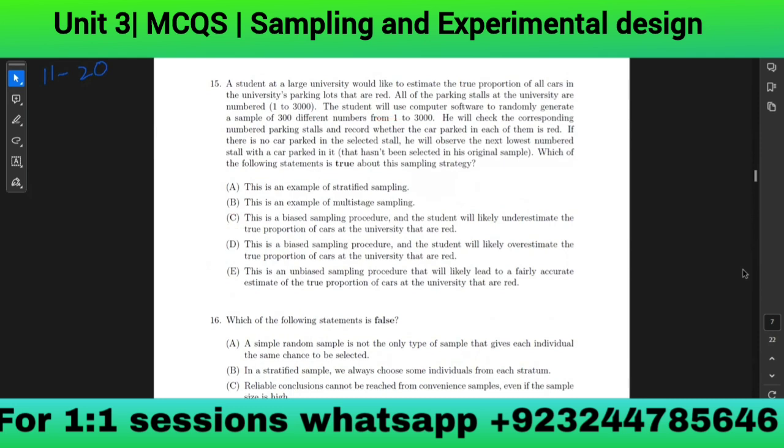A student at a large university would like to estimate the true proportion of all cars in the university's parking lots that are white. All of the parking stalls at the university are numbered from 1 to 3,000. The student will use computer software to randomly generate a sample of 300 different numbers. He will check the corresponding parking stalls and record whether the car parked in each of them is white. If there is no car parked in the selected stall, he will observe the next lowest numbered stall with a car parked in it. Which of the following statements is correct?